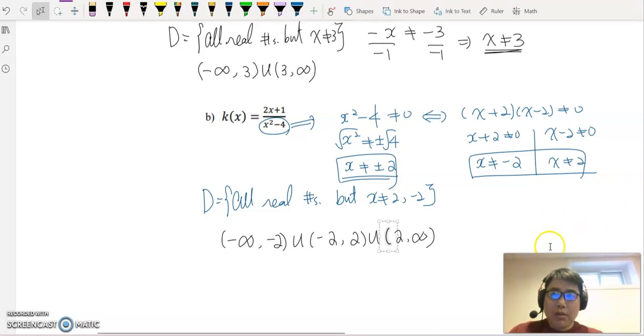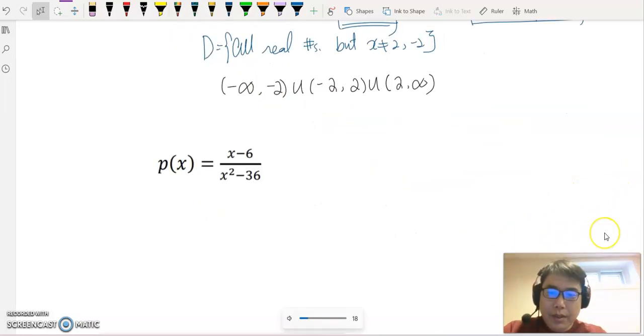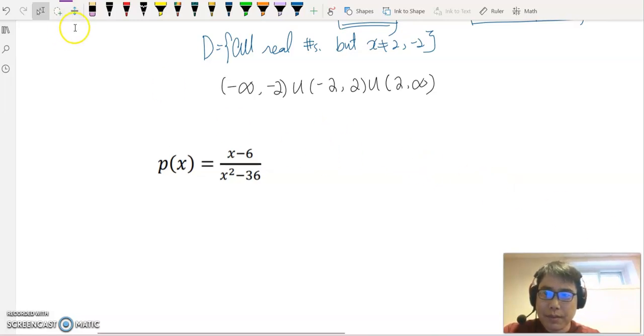Okay, and let's look at maybe a couple more examples. So p(x) equal to x minus 6 over x squared minus 36. Okay, let's find the domain of this function. So whenever we determine the domain, again, we only care about the denominator. We don't care about the numerator. We only care about the denominator. That's the key point. Okay.